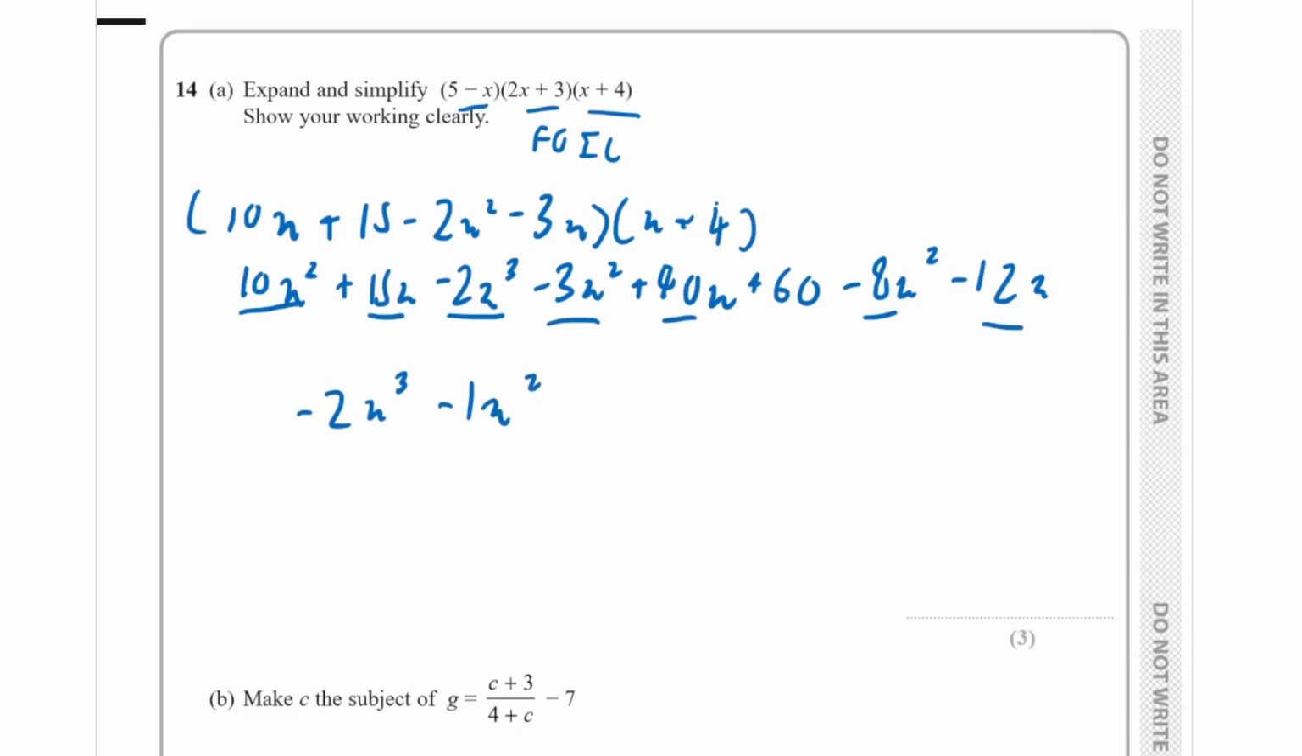For x, we have three different terms. 15 plus 40 minus 12 is 43x, and we only have one constant, plus 60. This is our final answer.